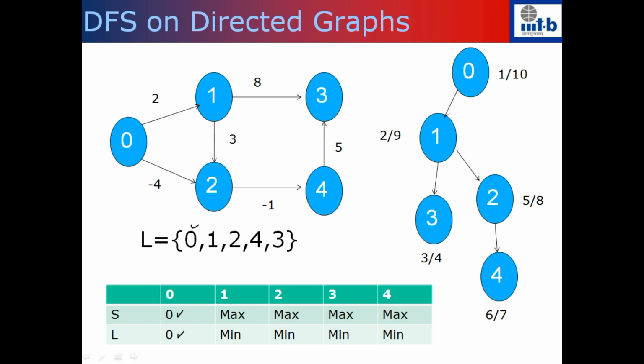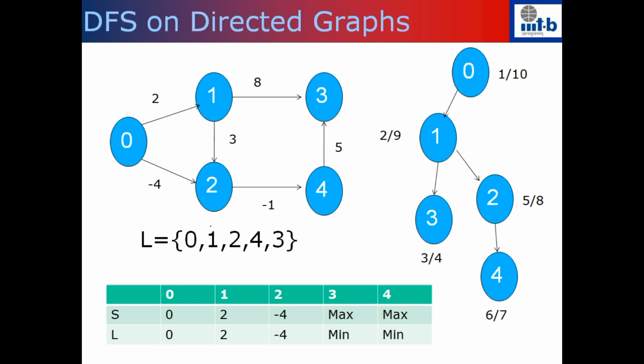Because the shortest path to 1 right now is infinity, but this will be 0 plus 2, which is 2. Infinity is greater than 2, so the shortest path to 1 will be updated to 2. Similarly, the longest path to 1 right now is minus infinity. So the longest path to 1 will be 0 plus 2, which is greater than minus infinity. So we will end up updating the longest path to 1 as well. So when you relax the edges outgoing from 0, the shortest path and the longest path to 1 will be updated as 2, 2.